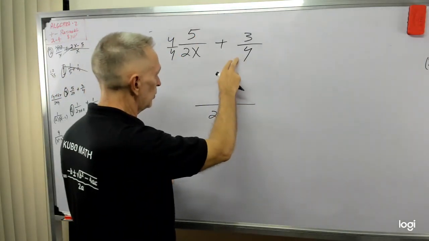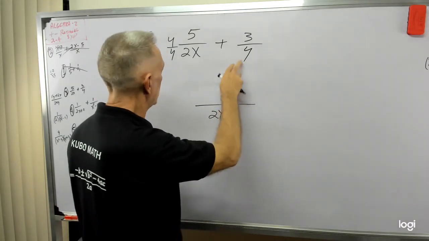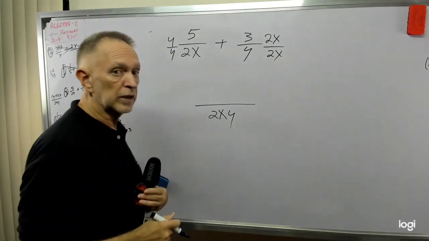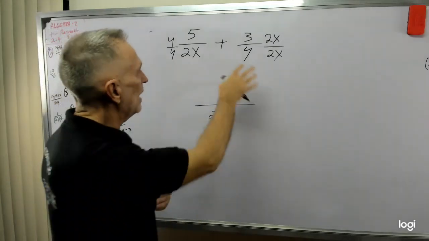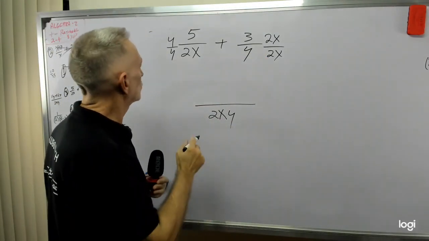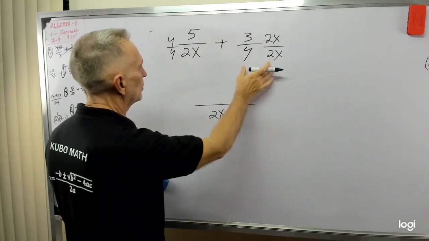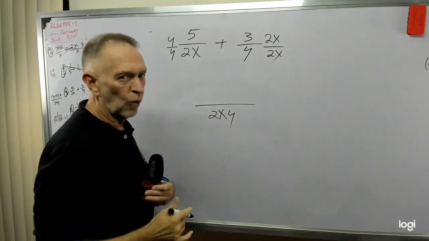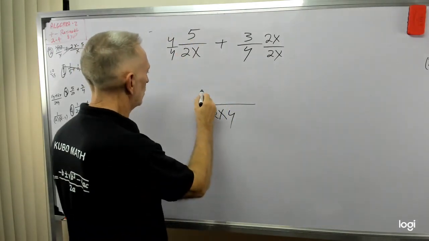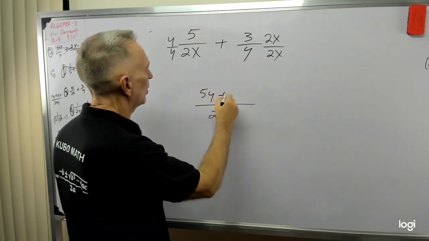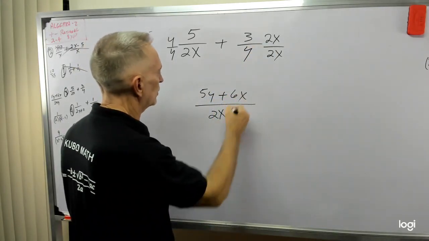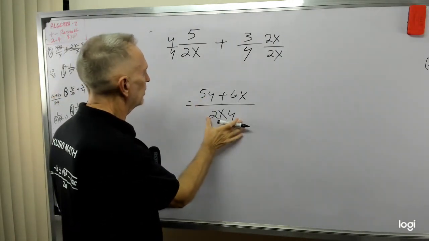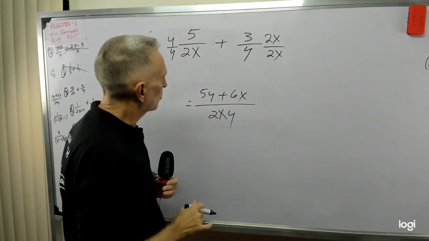You'll notice a 2x is missing to get a 2xy. So I can multiply this side by 2x over 2x. 2x divided by 2x is 1, so I haven't changed anything there. So now collect the terms. They're both over y times 2x, or 2xy. It doesn't matter the order of multiplying. So let's collect the terms. 5 times y plus 3 times 2x is 6x. So this would be the resulting fraction, getting the common denominator and then adding the appropriate terms together.